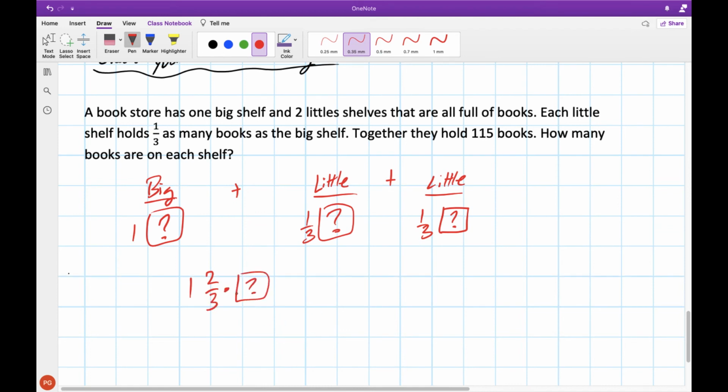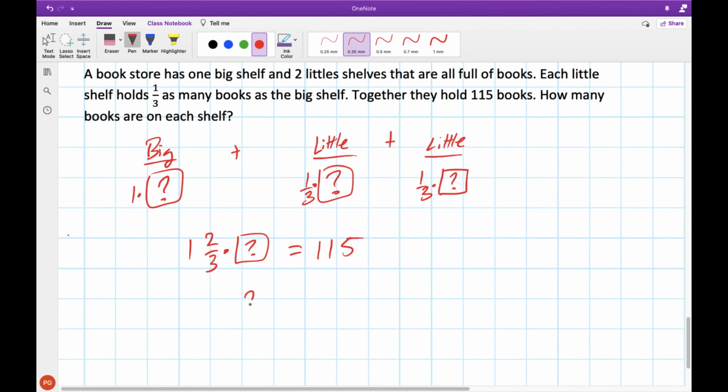And again, this is like multiplying. If it's 1 2/3 of a big shelf, this is like 1 2/3 times whatever's on this big shelf. That would be the total of all of these. And we know that this should be equal to a grand total of 115 books. Now we've seen questions like this before with this sort of setup. If we want to figure out what this question mark is, that's the same as taking 115 and dividing it by this, 1 2/3.